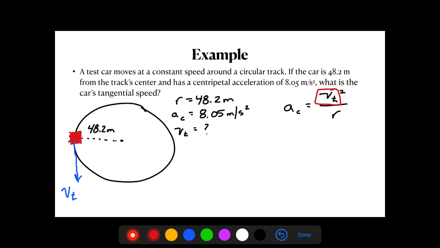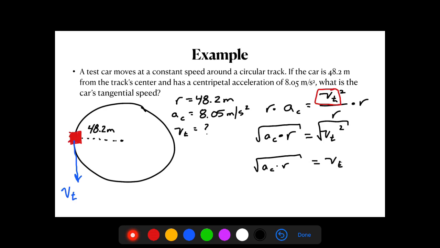Okay? So first thing I want to do is I want to rearrange this equation. All right, so if I rearrange this equation, I'm going to multiply by the radius. So then I'm going to have centripetal acceleration multiplied by r equals tangential velocity squared. And then I'm going to take the square root. All right, so what I get is that the square root of the centripetal acceleration multiplied by the radius is equal to the tangential velocity.